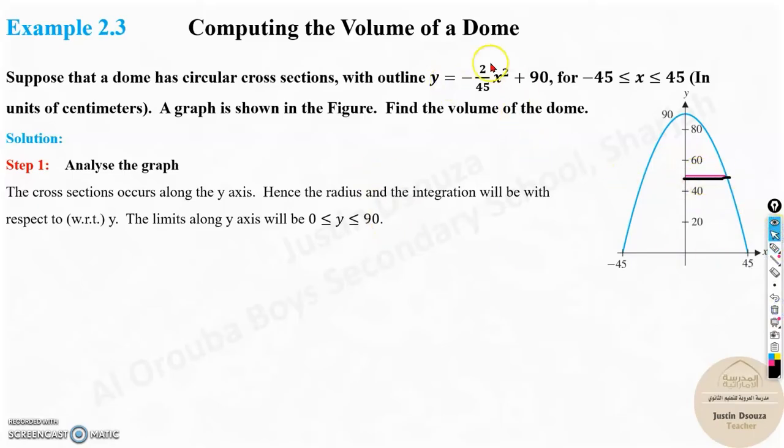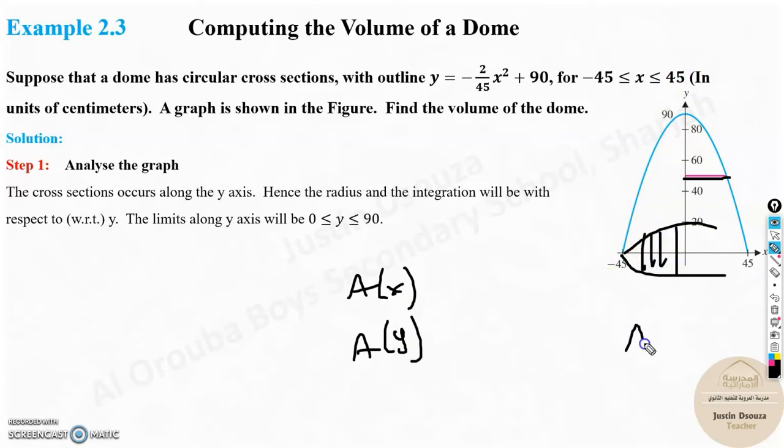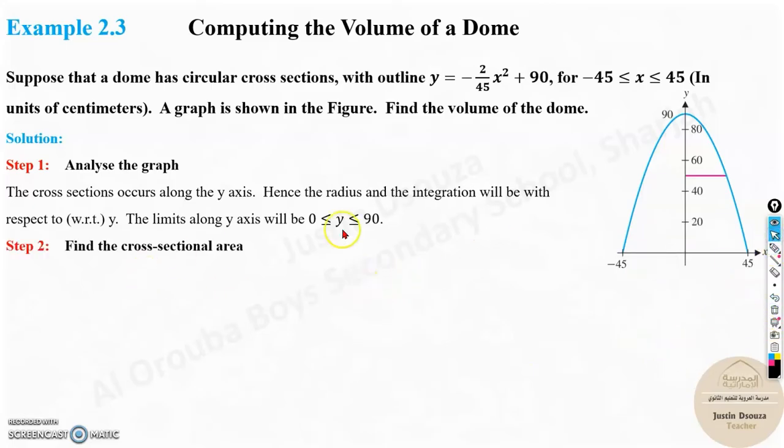So remember, we need to change the question, everything, even the formula will be changed. It won't be A of x, it will be A of y. Why? Because this axis is used. If it was like the previous problem, then yes, we would have taken A of x. That is the difference in this case. So now over here, the limits will be from 0 to 90, okay? And we have to integrate with respect to y. This is one more crucial thing.